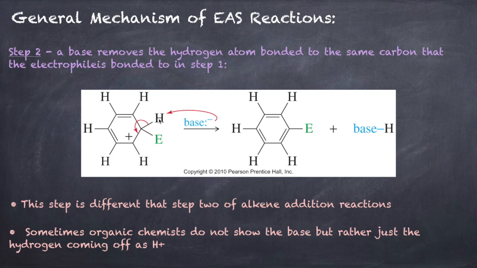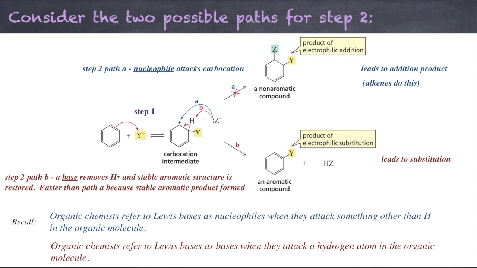I say that because you may look at different videos online or different textbooks and see that kind of representation. So this scheme here shows the two steps of the mechanism with a comparison in step 2 of what would happen for addition versus substitution. Here in this scheme, Y plus is the electrophile, and step 1 is the pi bond reaching out to the electrophile. We form our carbocation intermediate. Of course, there's resonance. We're only showing this one structure. And then step 2 can go down 2 pathways.